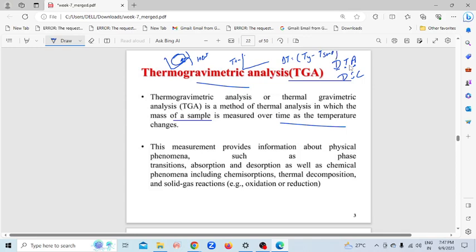Okay, so what is Tr? Tr is reference. Suppose you are putting one sample which will not change, which will not decompose, in your TGA. So this is the reference sample temperature, and this temperature is your sample. If your sample is decomposing, then temperature will be changed. Yes. Otherwise, how will you measure?